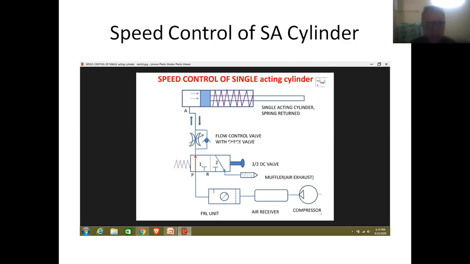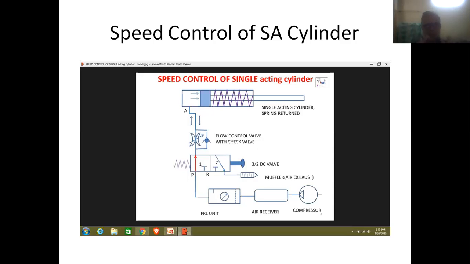It's called an FRL unit, and it is used for increasing the efficiency of the compressor. Therefore, these are referred to as accessories of the compressor.